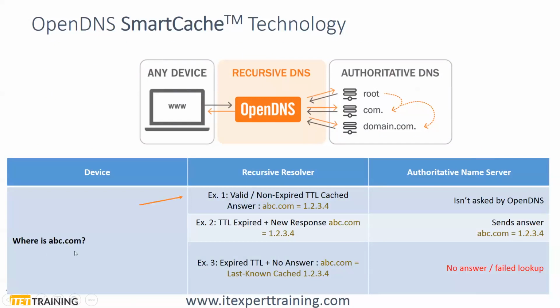So here it's showing the valid one, and it is not asked by the OpenDNS. So again, it's going to the TTL. So it's going to the center again. So coming back, if the last known cache is expired, then there is no answer. Then you will get the actual response from the authoritative DNS. Okay. So this is how it works in the DDoS attack which happened in 2016.